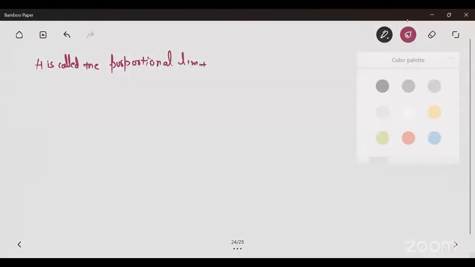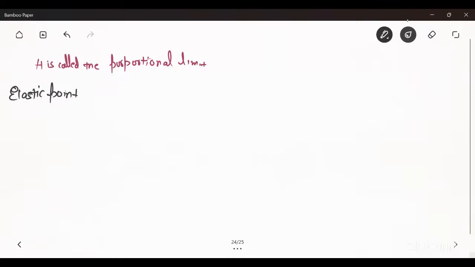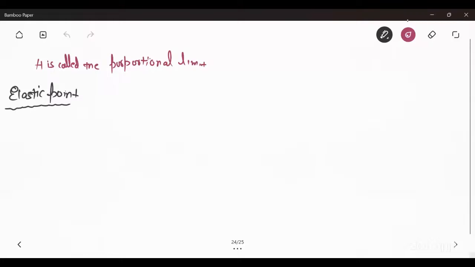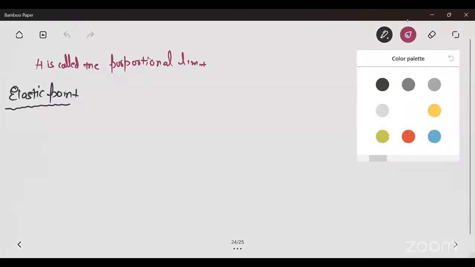Second point is the elastic point. What is the elastic point? If we continuously increase the load, it will come to a point B, where Hooke's law is not obeyed. It means if we remove the load from here, it does not regain its original position. So this point is known as the elastic point, meaning the maximum value of elasticity.